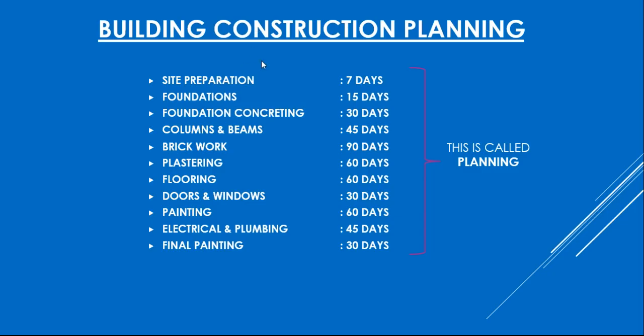For example, you are constructing a three-roomed building. First you need to prepare the site, which takes 7 days, foundations take 15 days, concreting of foundation 30 days, then columns and beams, brickwork. All the tasks in the building construction are listed here, and you can see the duration for each of the tasks. So this is what is called planning. This is prepared by the project manager.